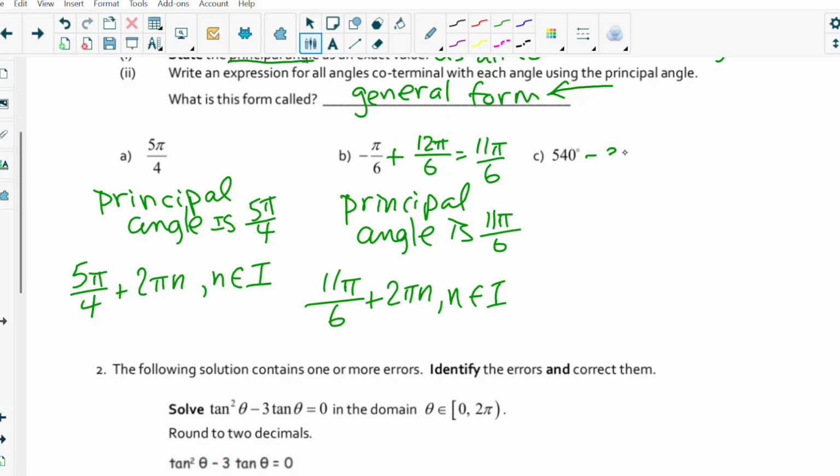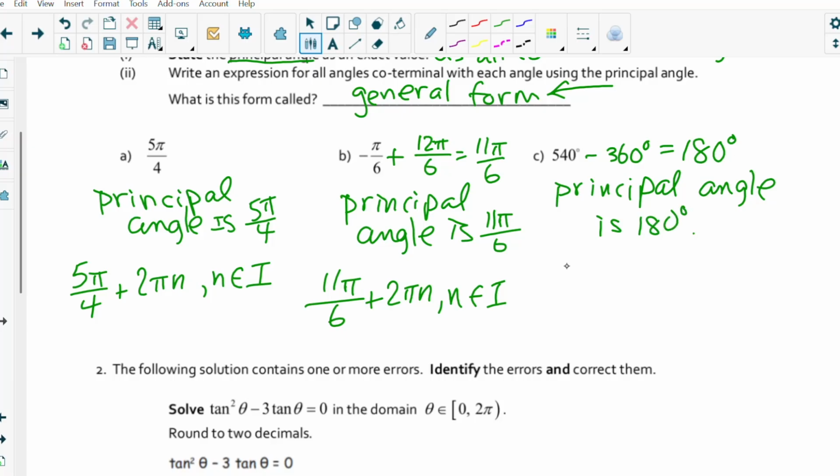No. Well, I can subtract 360 degrees and I get 180 degrees. If I subtract 360 again, I go into a negative coterminal angle. So my principal angle is 180 degrees. And when I write my coterminal angle in general form, it's 180 degrees plus 360 degrees n, where n is an element of all integers.